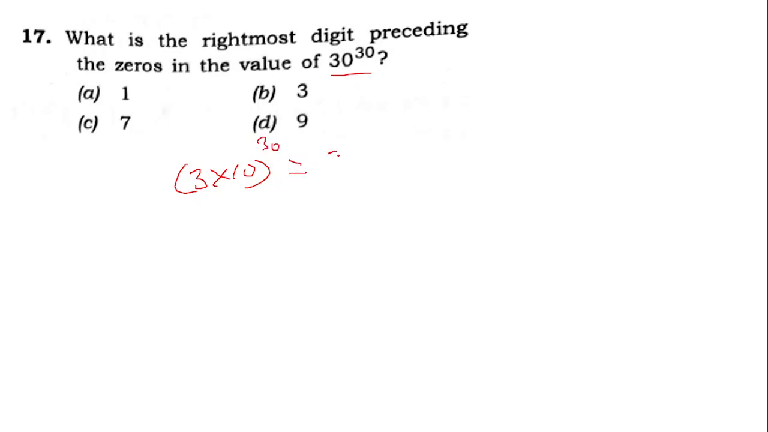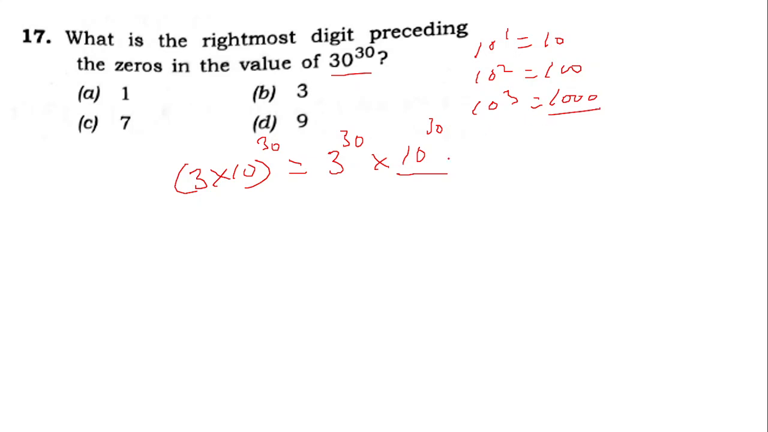Nothing but 3 to the power of 30, 10 to the power of 30. 10 raised to any power will give me only zeros. You know that, right? Because 10 raised to 1 is 10, 100, 1,000. So it means I'm going to get zeros only in the units place when I multiply with 10. Got it? 10 raised to anything.